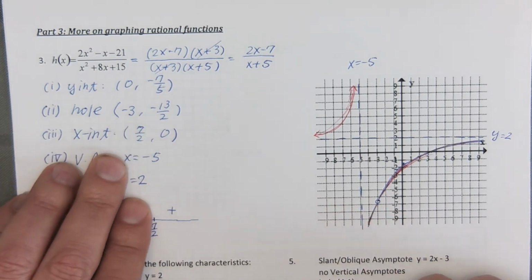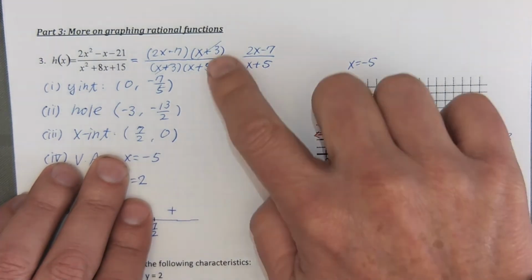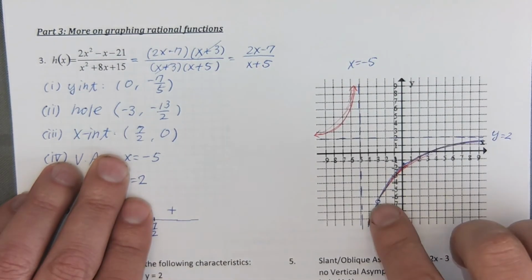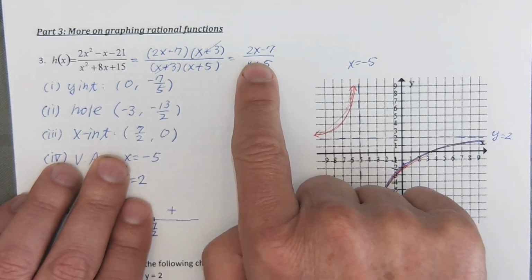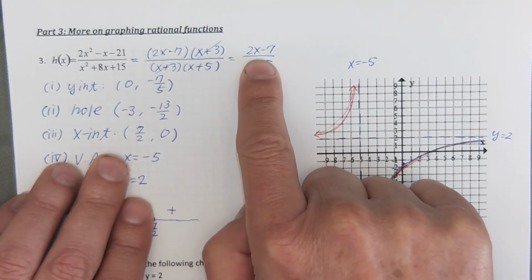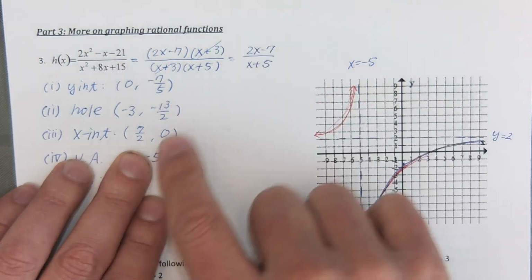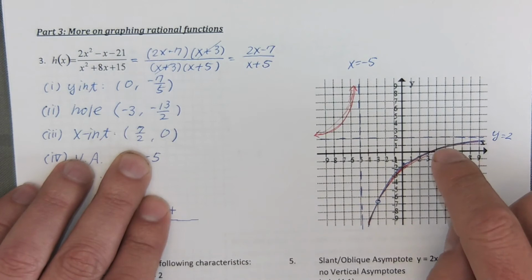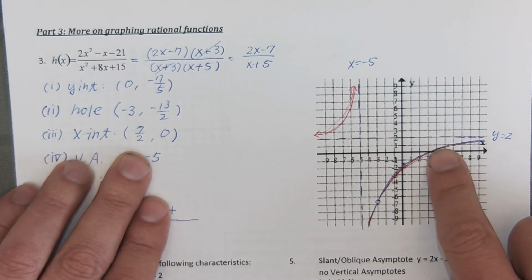Next up, the x-intercepts. Again, that's when you set the whole thing equal to 0. And you can see one of the x-intercepts was going to be where the hole was, so that one's canceled out. So it's just the numerator in this case. 2x minus 7 equals 0. When we solve for x, we get 7 over 2. You can see the 7 over 2 there. 7 over 2 is 3.5, and you can see at 3.5 we are crossing the graph right here.